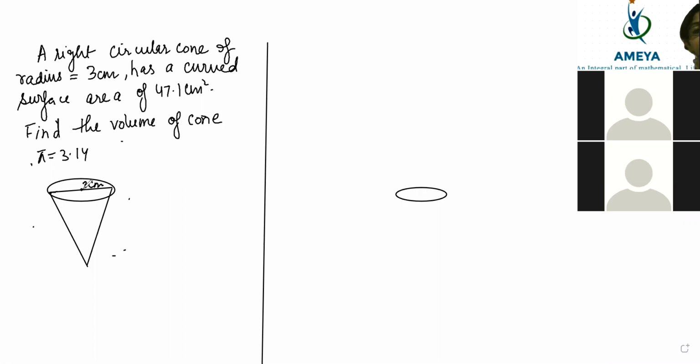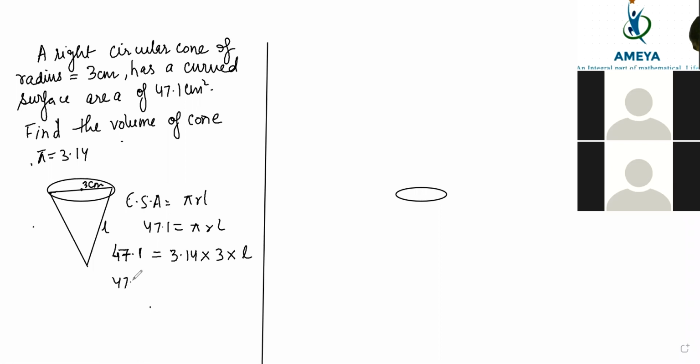After that, curved surface area. So CSA is given for this cone. CSA formula is pi RL, slant height is L, R is radius. CSA given is 47.1 is equal to pi RL. So 47.1 is equal to 3.14 into 3 into L.